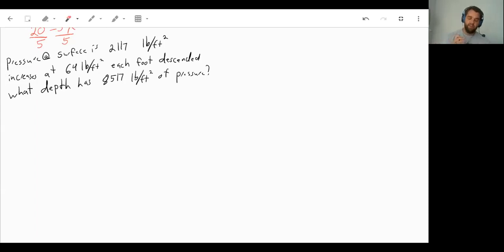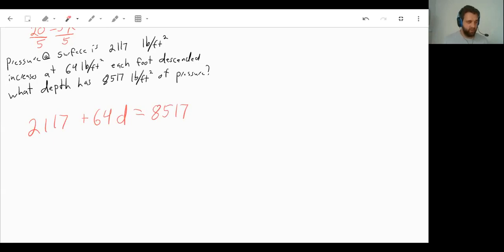Well, so we know that our starting pressure is going to be 2,117 pounds per square foot. And that's going to increase by 64 pounds per square foot for each foot that we descend. So let's say we call the number of feet we descend d. Well, we want to know, when does this equal 8,517 pounds per square foot of pressure? Well, now we have an equation that we can solve.